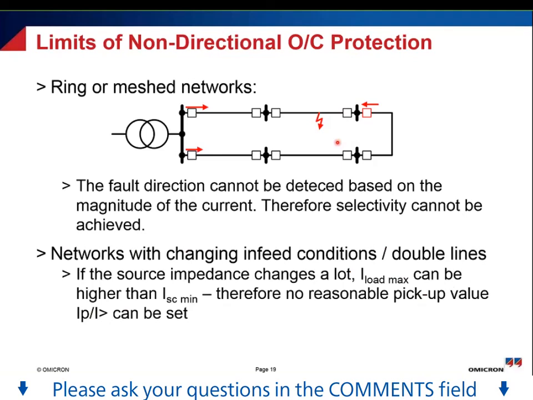So if the highest possible load current is at one point higher than the lowest possible short circuit current, there is no clear value in between where we can distinguish this is a fault and this is not a fault. So basically there is no reasonable pickup value left in this case, and the normal overcurrent protection cannot be used anymore.